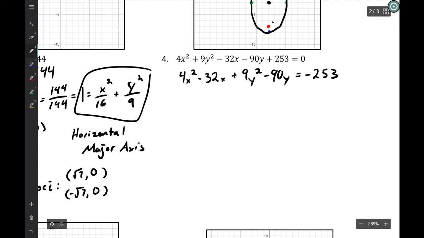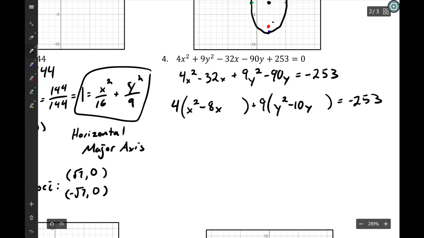So all I did was break this apart into its kind of groups and move my number over to the other side. So my number without a variable to the other side. So now I'm going to factor 4 out of x squared and negative 32x to start completing my square, because we know my a value in front of that x squared must be 1. Leave a space, plus 9 times y squared minus 10y is equal to negative 253.